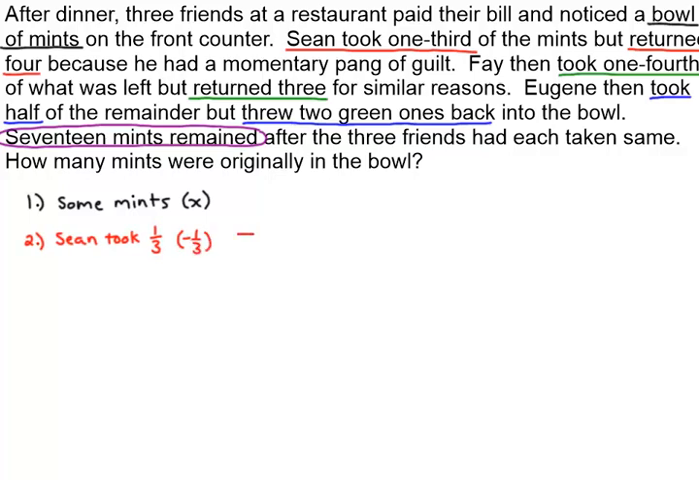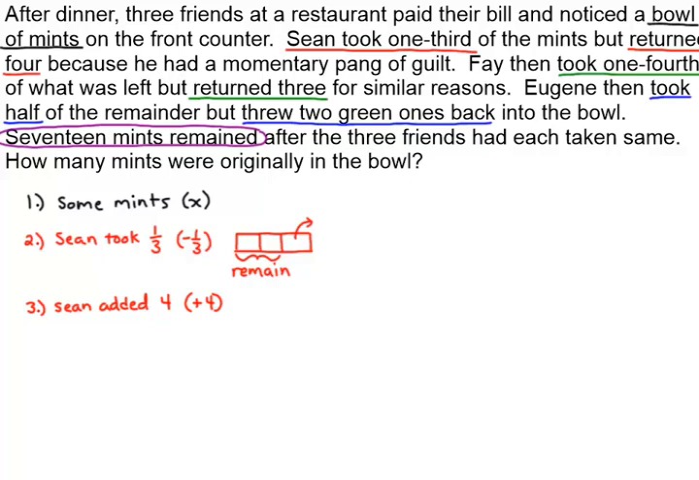So if I draw my little picture, divide into thirds, he took 1/3, and that means that 2/3 remain. Okay. And then he had some guilt, so he returned 4. So basically what he did is he added 4. So Sean added 4. So we're going to put plus 4 back into the bowl.